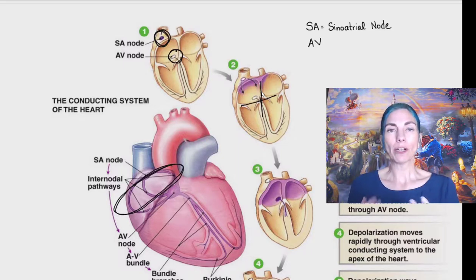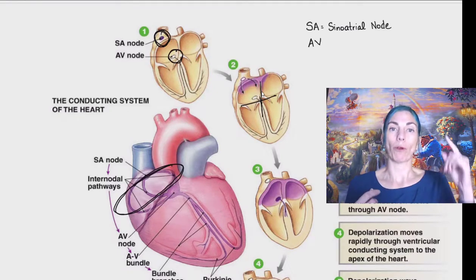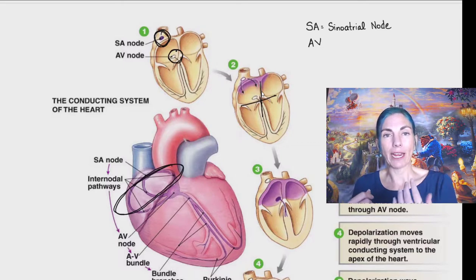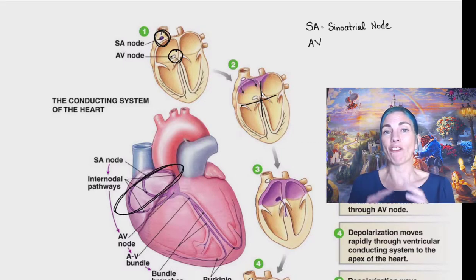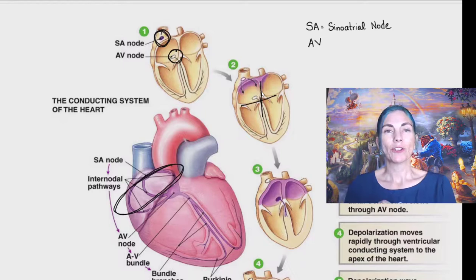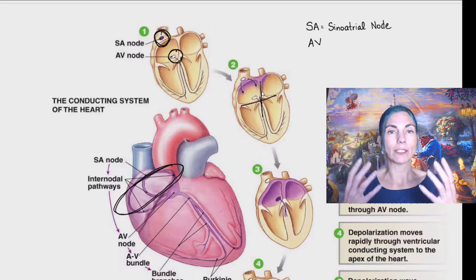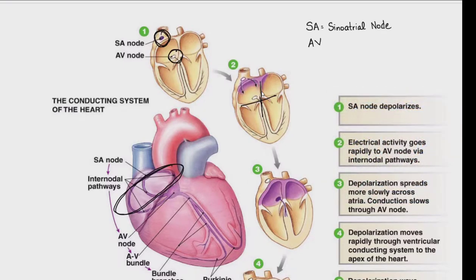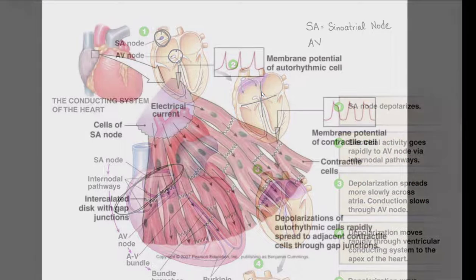If I want to increase my heart rate, then what I will do is cause that sinoatrial node to depolarize more frequently. Let's say my sinoatrial node sends an action potential every half a second. Then I'm going to have 120 cardiac cycles in 1 minute, or my heart rate will be 120 beats per minute. So you can see then that the rate at which the sinoatrial node generates action potentials is going to dictate your heart rate.